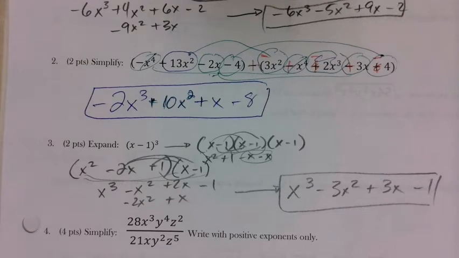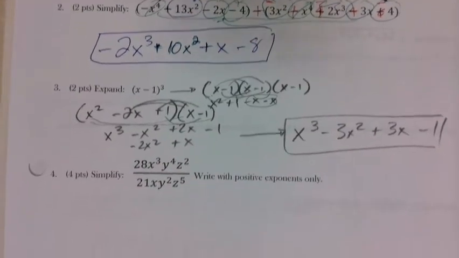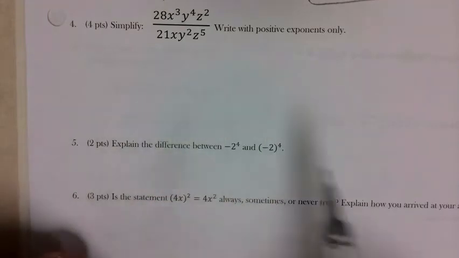Okay? The biggest problem I see is people will do something like that, and they just apply that power to each term, totally ignoring the fact that it means that's multiplied by itself repeated times. Let's look at something else. Next problem, number 4. Simplify this, write positive exponents only.